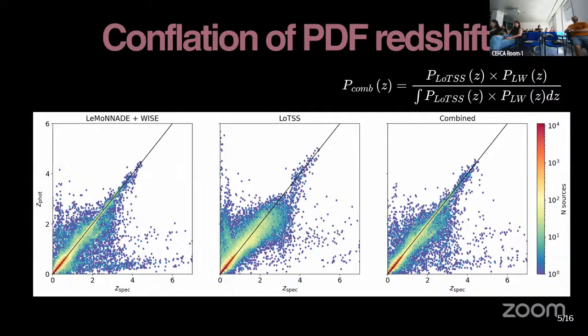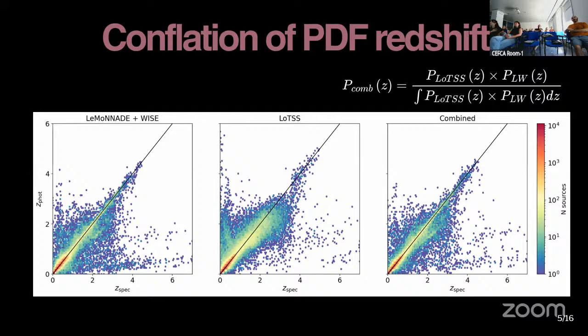We're going to follow Hernán Caballero's method, which is basically conflating the PDFs. This means multiplying the probability distribution functions of the redshifts and normalizing them. This would be the visual result that we get comparing the photometric redshift with the spectroscopic ones. And we cannot really see a difference here. We think that this is very similar.